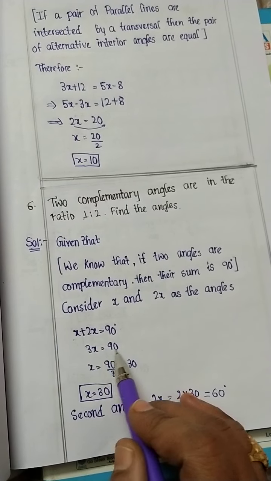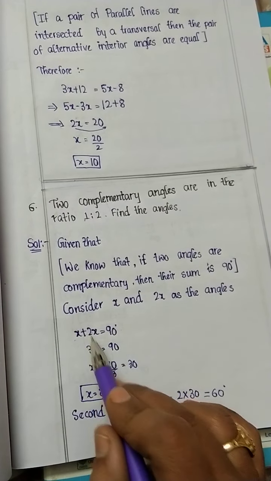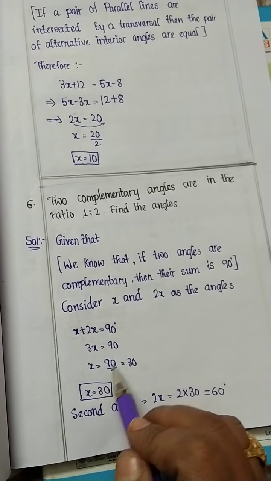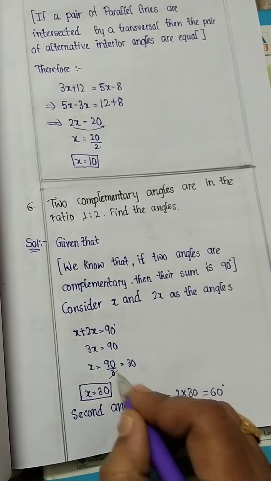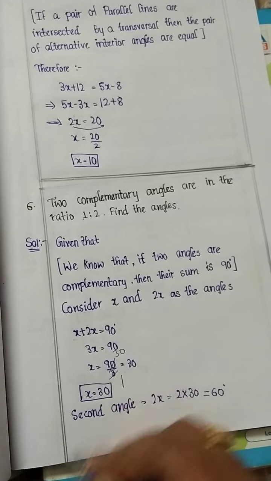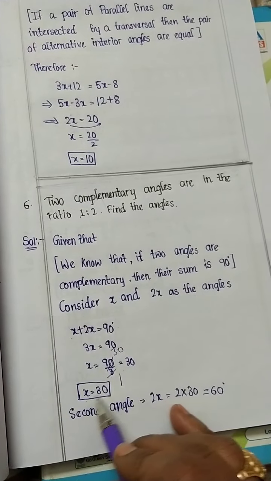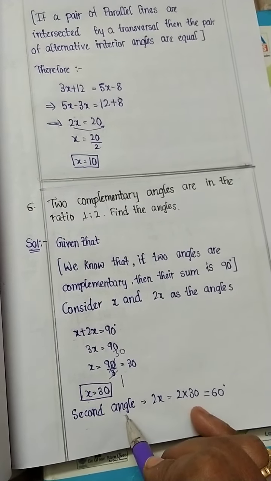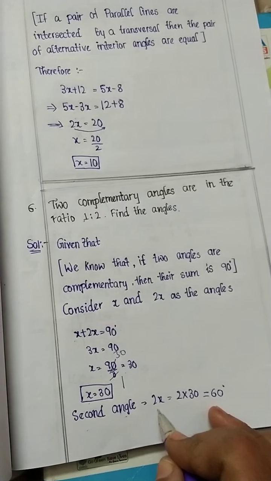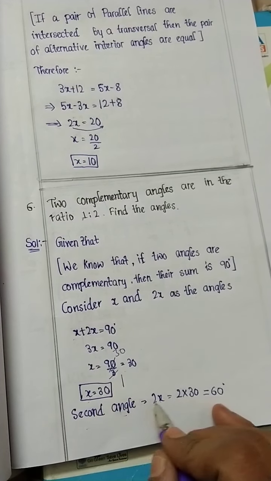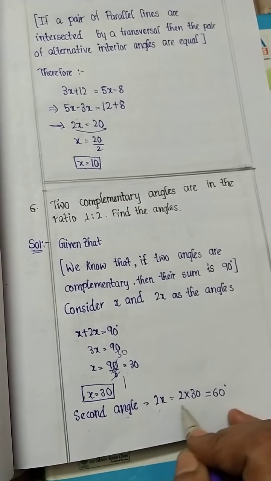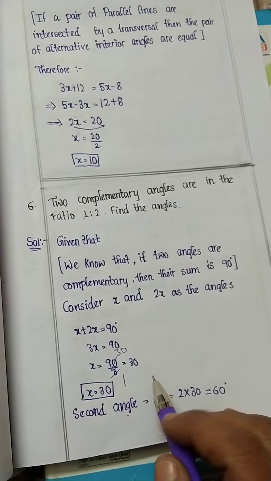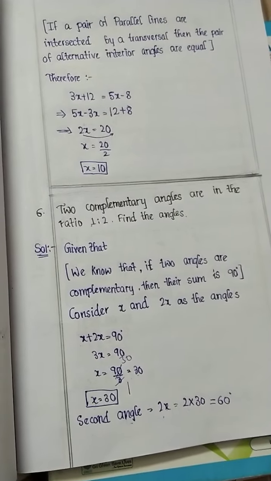Now 3x is equal to 90, since x plus 2x is 3x. So x is equal to 90 by 3, here you can do the cancellation. 3 ones are 3, that is 30. x is equal to 30. The second angle becomes 2x, so you can substitute the x value here. 2 into 30 is 60. So the two complementary angles are 30 degrees and 60 degrees.